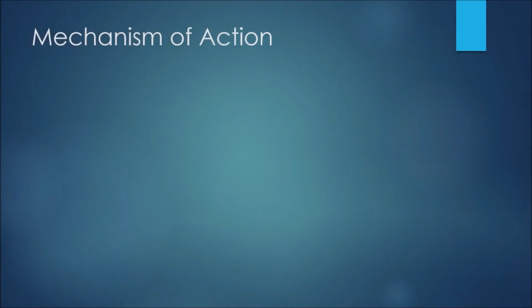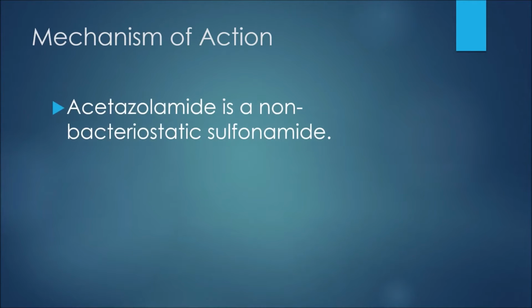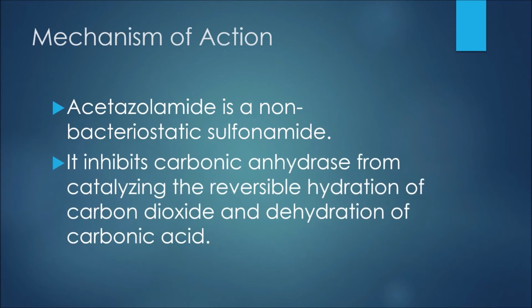So the first thing to discuss here will be the mechanism of action, or how this medication works. So acetazolamide is a non-bacteriostatic sulfonamide. It inhibits carbonic anhydrase from catalyzing the reverse hydration of carbon dioxide and dehydration of carbonic acid.